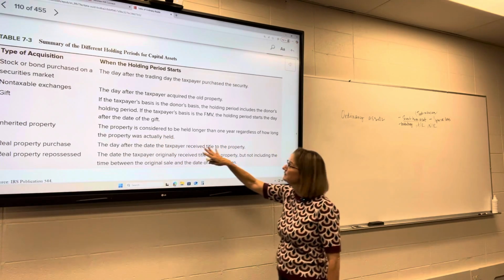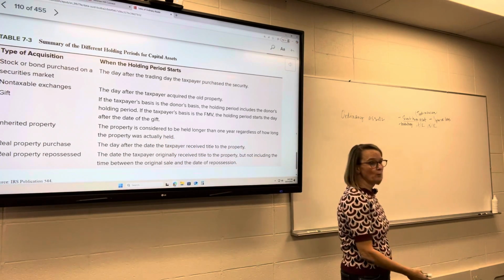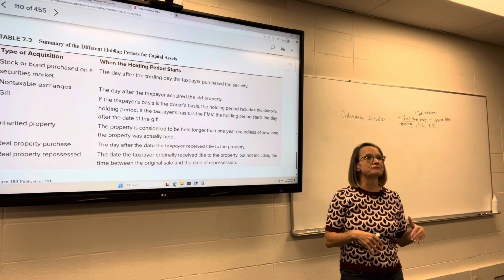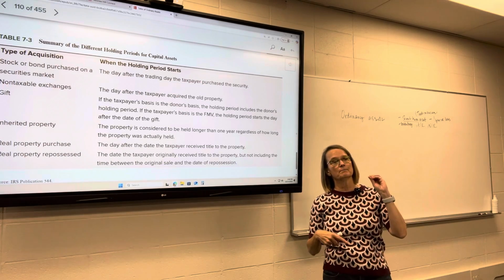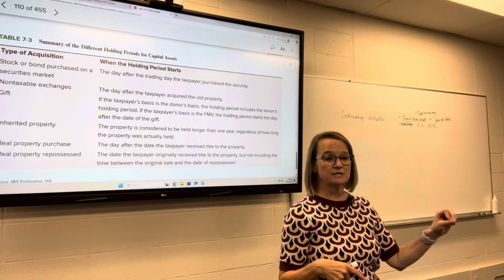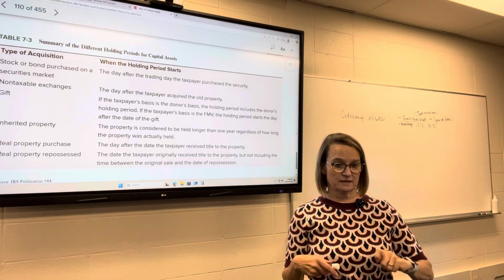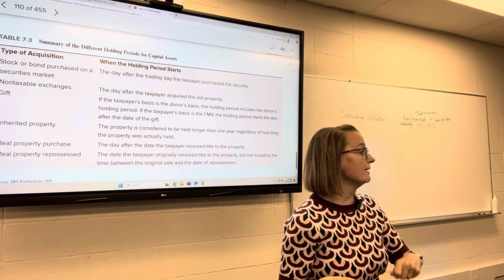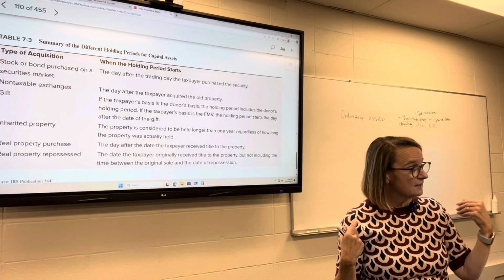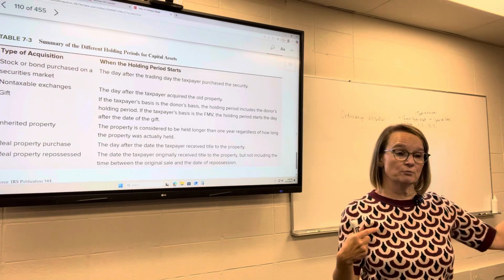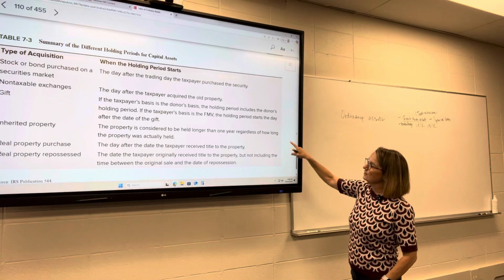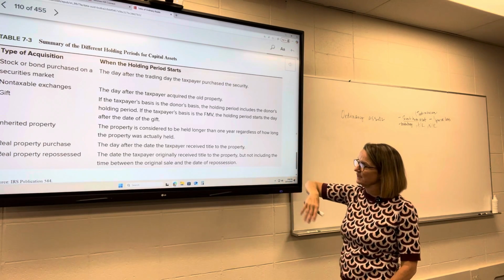Inherited, the holding period is always considered to be held more than 1 year. So you always get long-term. Let's just say Grandpa bought that piece of land the day before he died. He died on October 1st, and I inherited it on October 2nd. And then I turn around and sell it on October 3rd. Well, because I inherited it, I get to treat it as though he held it for more than 1 year. So I get long-term treatment on that. Property is considered held longer than 1 year regardless of how long it was actually held.